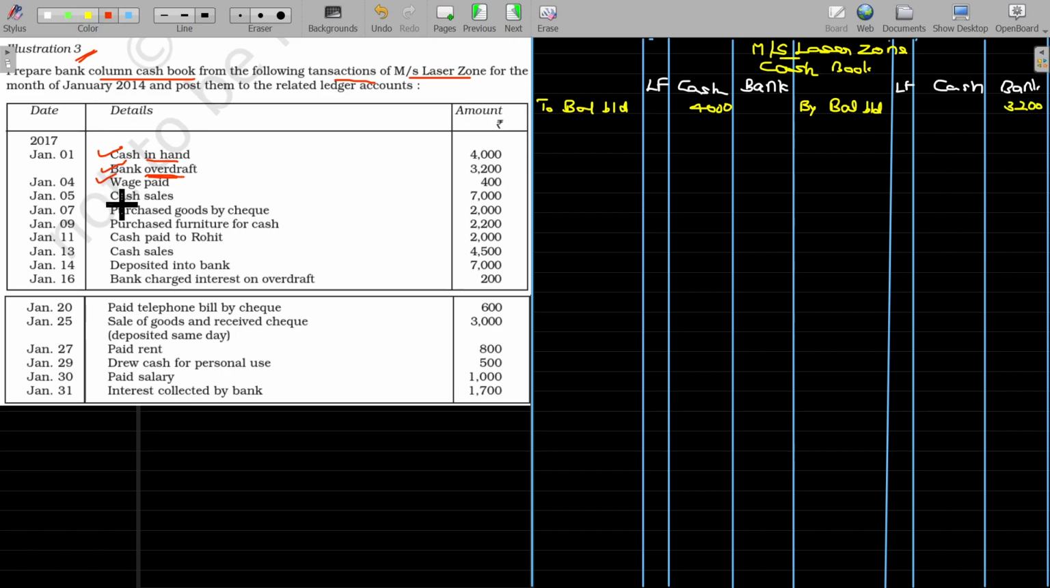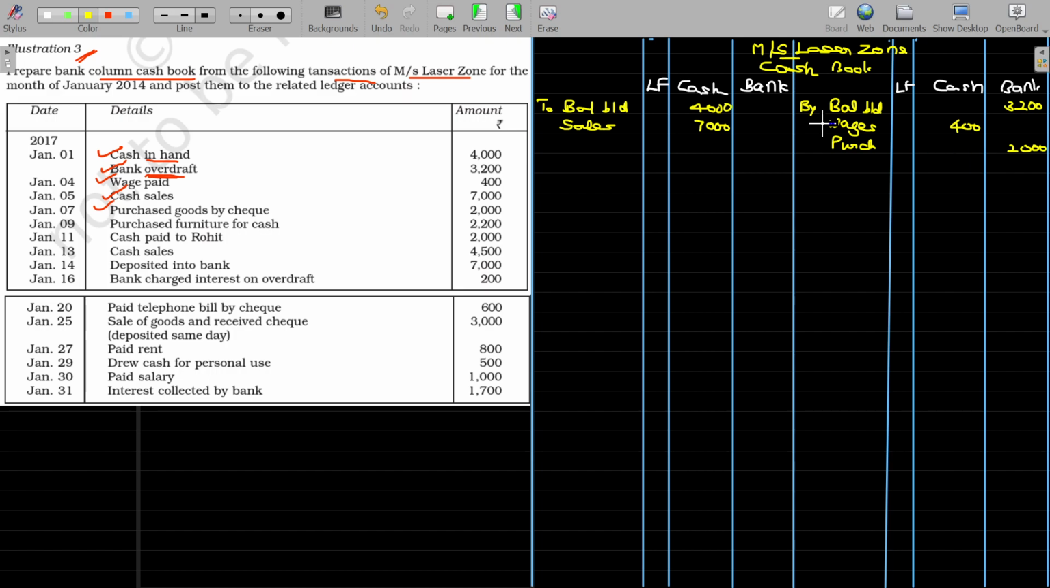And on 4th, wages paid. In the payment side, wages. I assume that the payment is by cash. So in cash box, 400. Cash sales, the amount is going to be received on the receipt side, sales. I assume the money is received in the form of cash only, 7,000. On 7th Jan, purchased goods by check. So, in the payment side, purchases, the payment being 2,000 rupees, for which a check is issued.